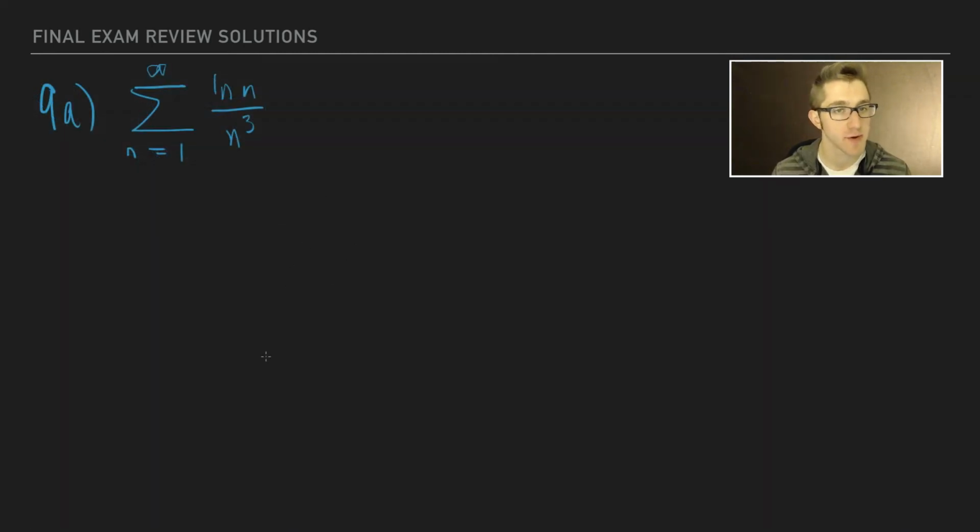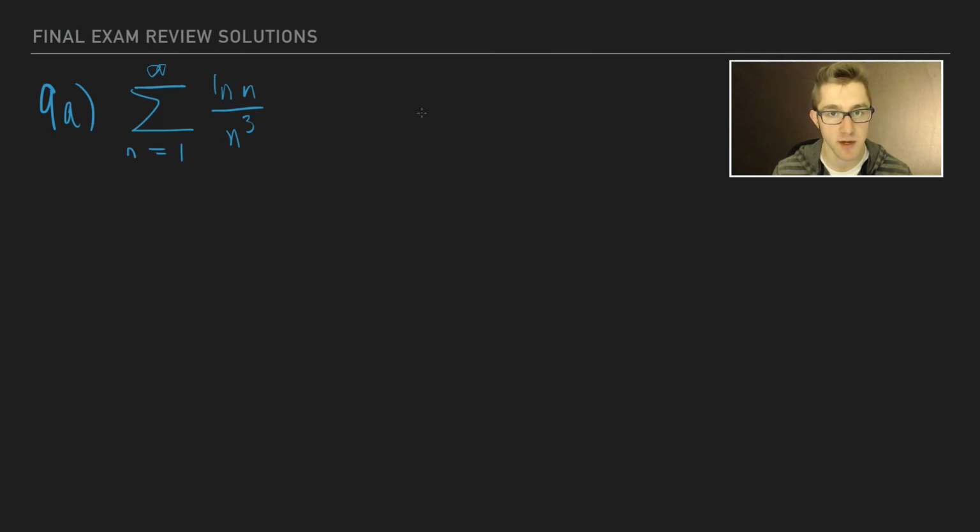For problem 9, we're doing series analysis. So the task for all of these is to determine whether the series converges or diverges, and if it converges, does it converge absolutely or conditionally? Okay, so for 9a, we have the sum of natural log of n over n cubed. So this is a positive series, meaning if it converges at all, it converges absolutely.